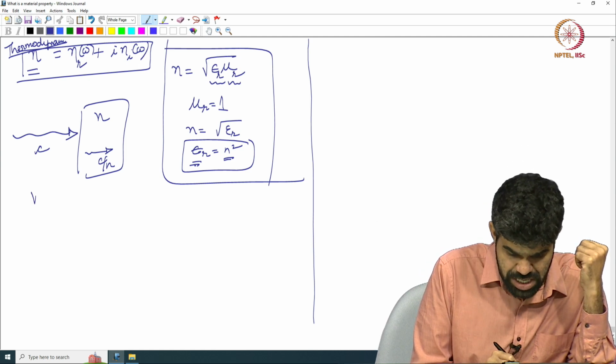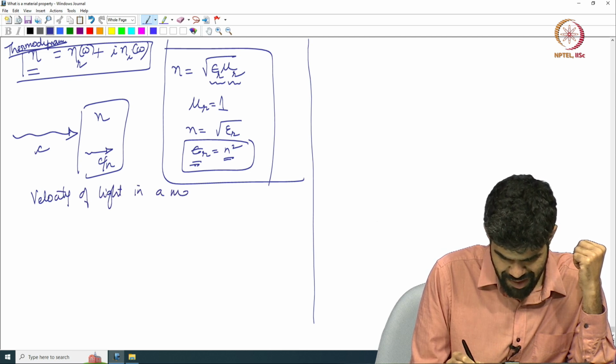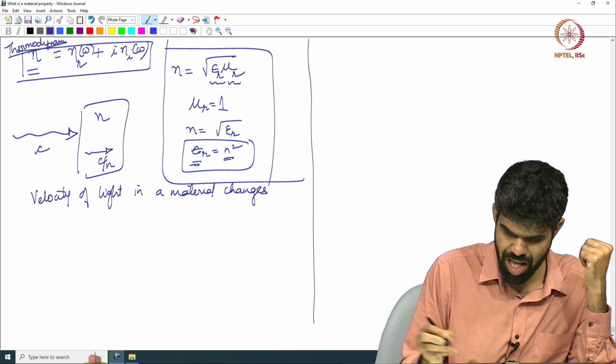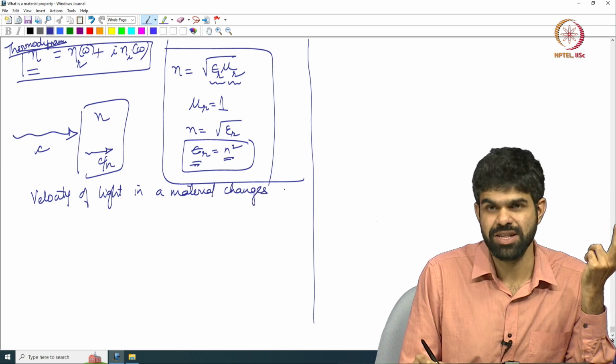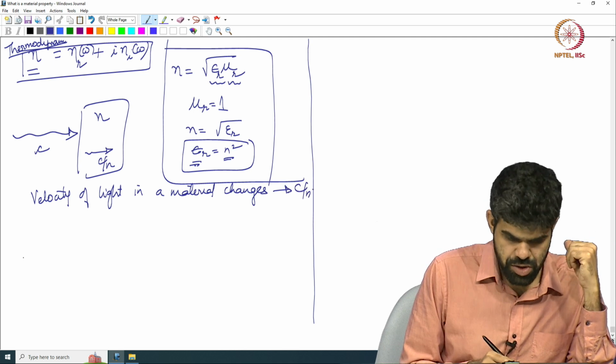So the velocity changes by a factor of n. Essentially, it becomes c by n. Okay, that is good.